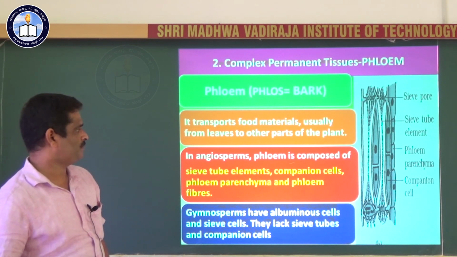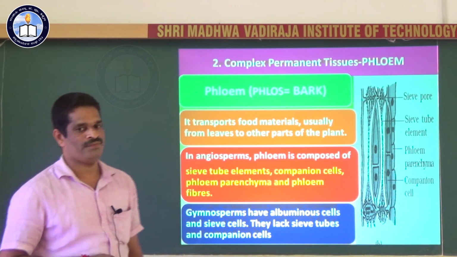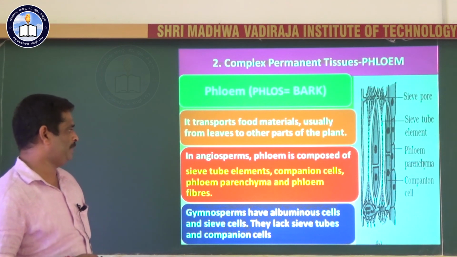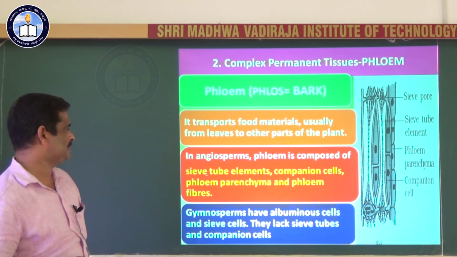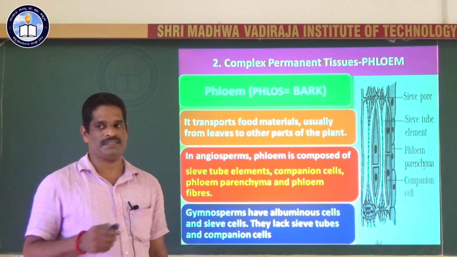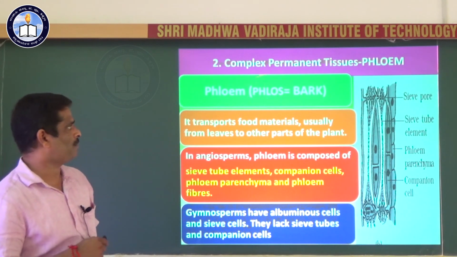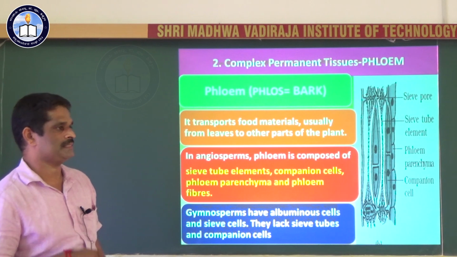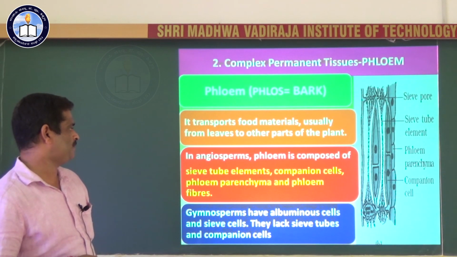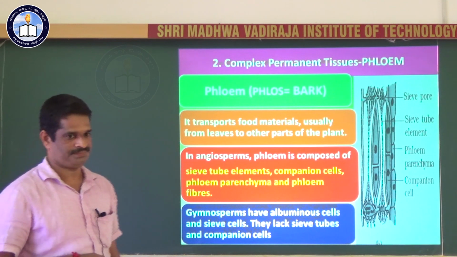In angiosperms, the phloem is composed of four components: sieve tube elements, companion cells, phloem parenchyma and phloem fibers. It means phloem is formed of different types of cells. It is a complex permanent tissue. What are the different types of cells present in the phloem? In angiosperms, they are the sieve tube elements, companion cells, phloem parenchyma and phloem fibers.